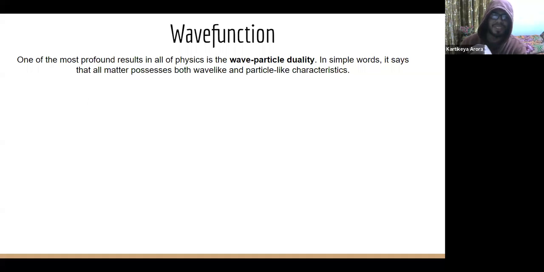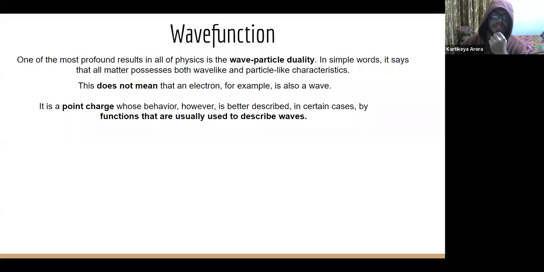I have been told that the wave function seems daunting at first to people who haven't been introduced to quantum physics in a pedagogical way. So the wave function roots itself in a basic property known as wave-particle duality. Wave-particle duality means that any matter, be it electrons, photons, or things like that, possesses both particle and wave-like characteristics. What it means is that an electron, for example, is not a wave, but a point charge whose behavior in some sense can be described by functions that are usually used to describe waves.